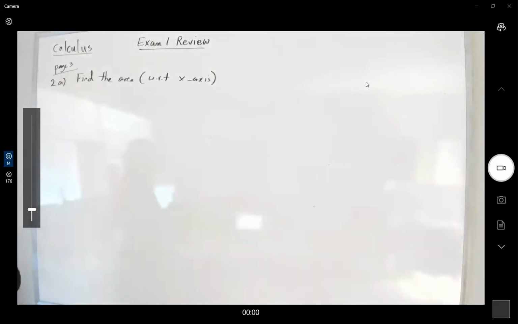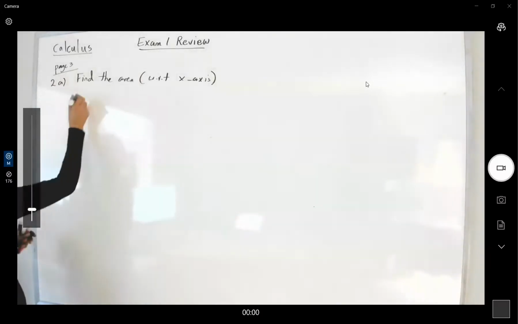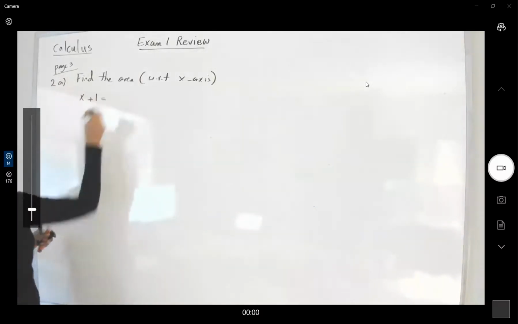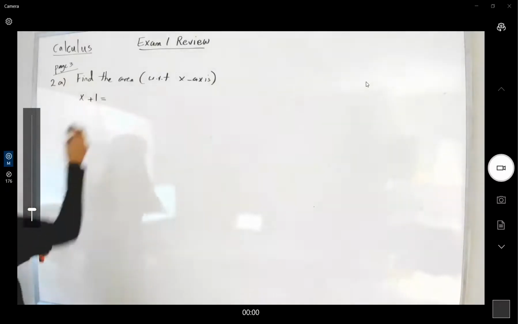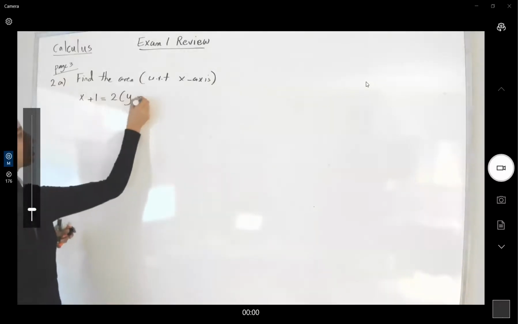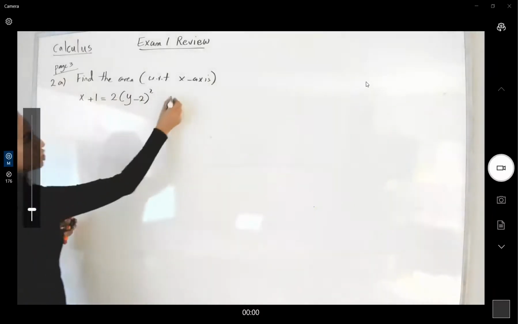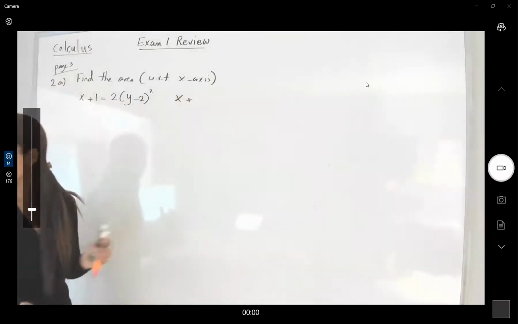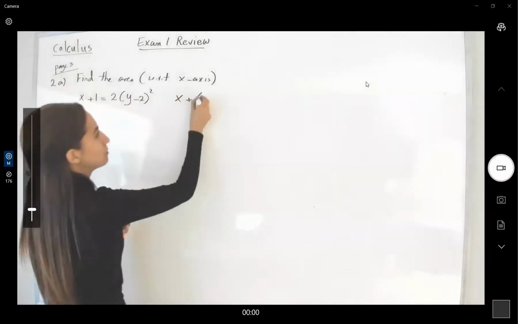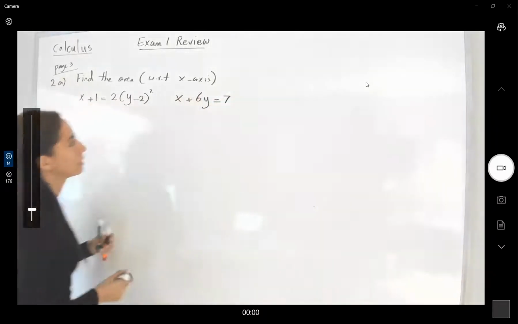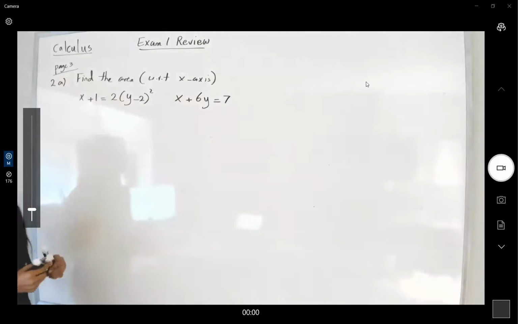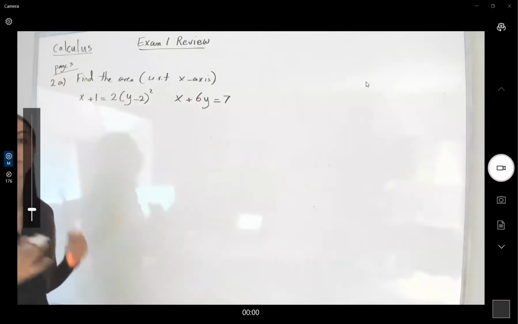The first graph is x plus 1 equals 2 times (y minus 2) squared, and the second graph is just a line, x plus 6y is equal to 7. As usual, first we need to find the boundaries for x.